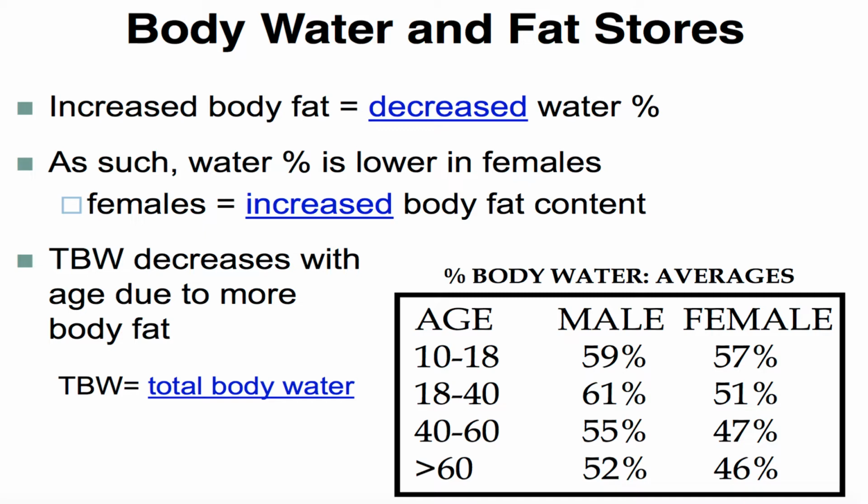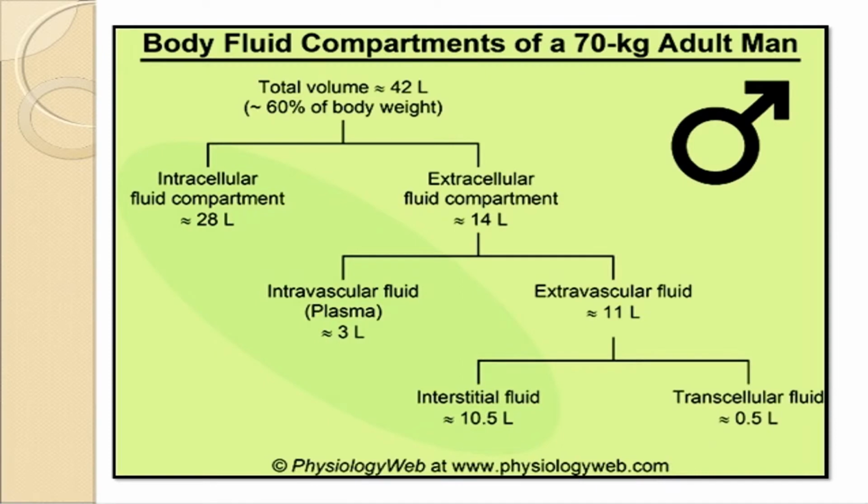Total body water, TBW, is the abbreviation of total body water. In males 10 to 18 years it is 59%, and in females 57%, and vice versa, it decreases with age. Here the total body water is 60% of the body weight. If a person weighs 70 kilograms, 60% of 70 kilograms is 42 liters.